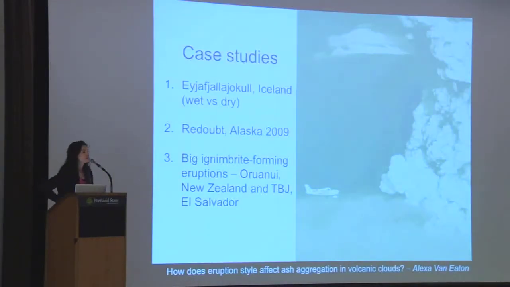We're going to look at a couple of examples. We can look at Eyjafjallajökull, the overall drying out of that eruption, and how that impacted the ash aggregate structures. We can look at this example I referred to earlier from Redoubt Volcano in Alaska. And if we have some time, we can look at some of the really big ignimbrite-forming eruptions and how the aggregate structures change throughout these different eruption styles.